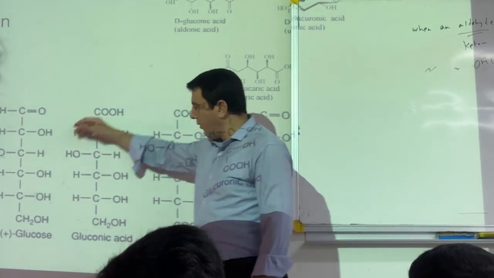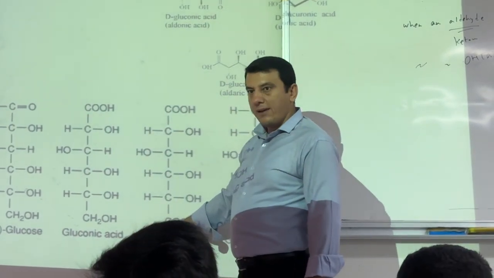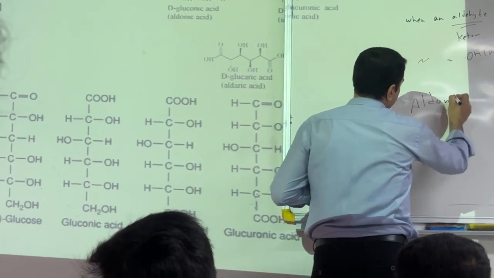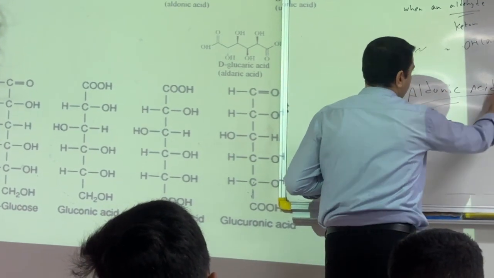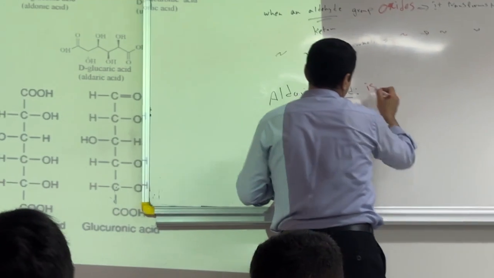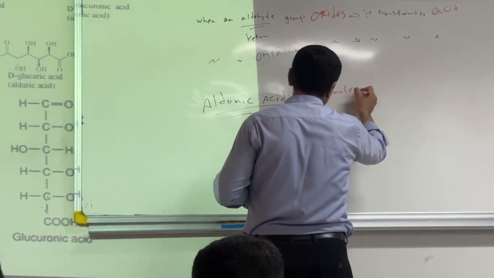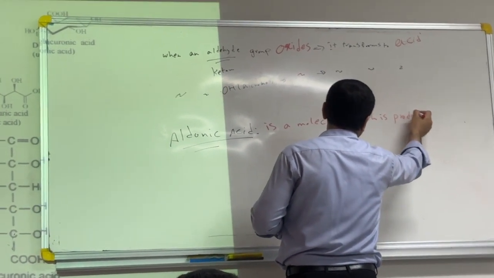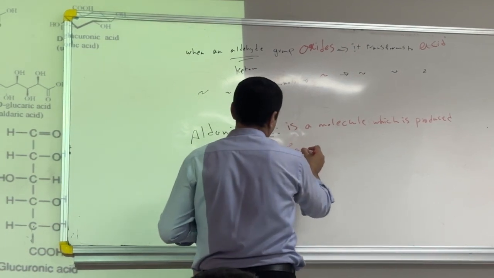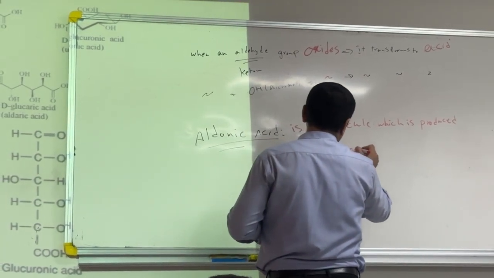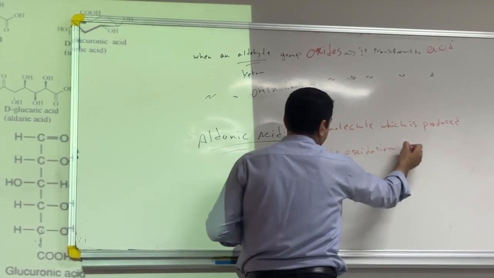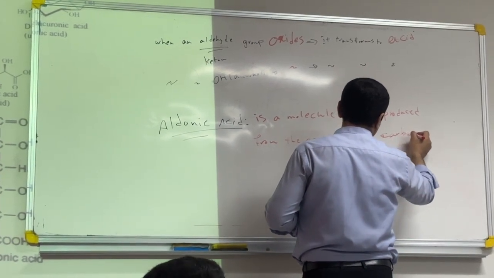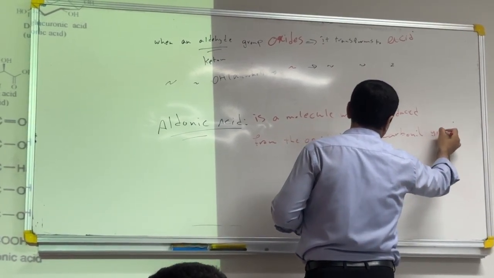So we have such molecules. We named it aldonic acid. Aldonic acid is a molecule which is produced from the oxidation of carbonyl functional groups.